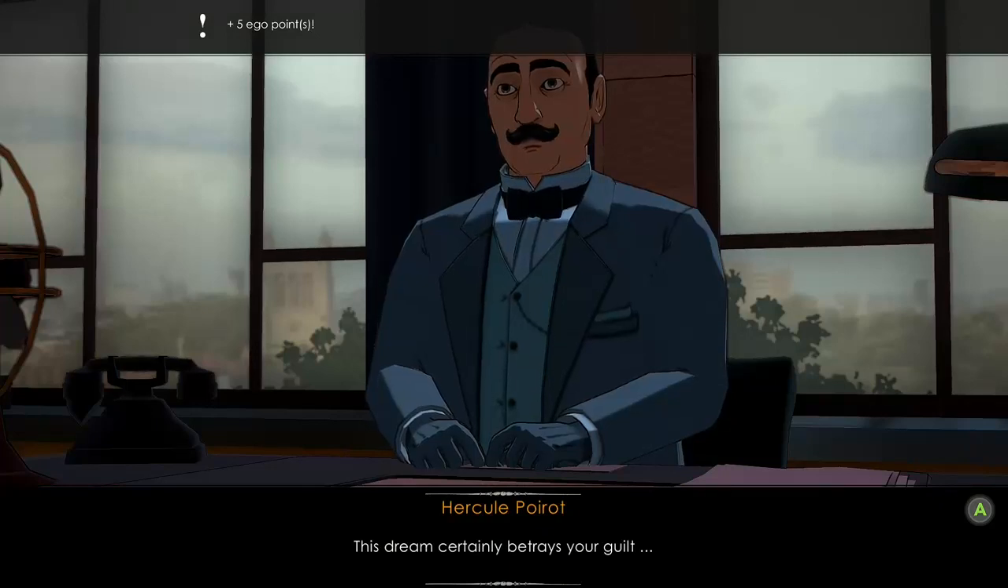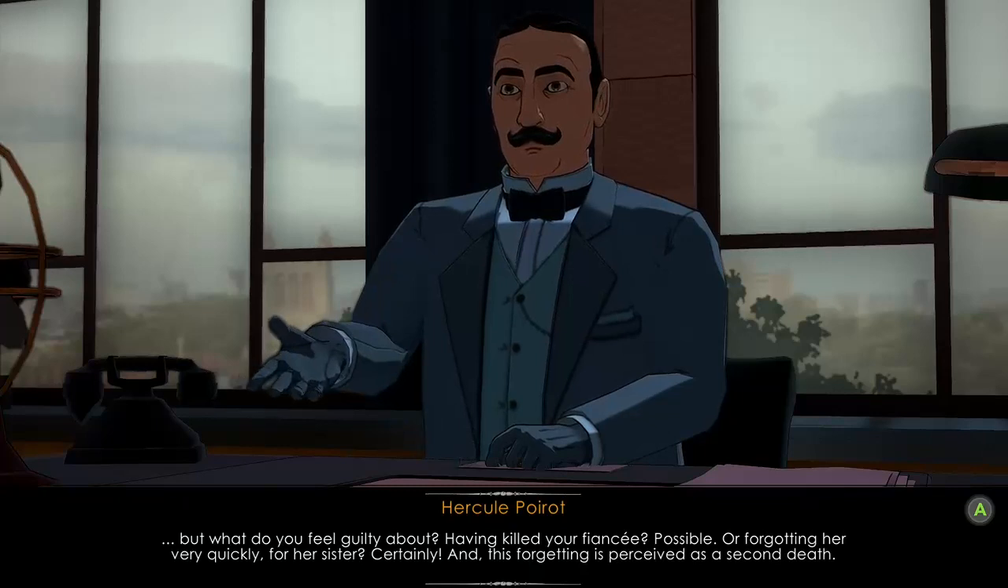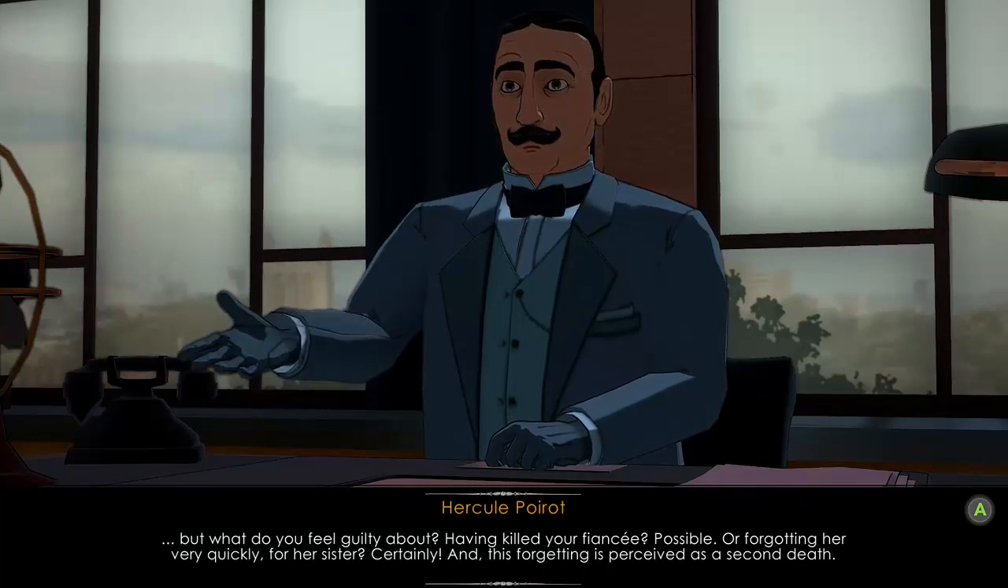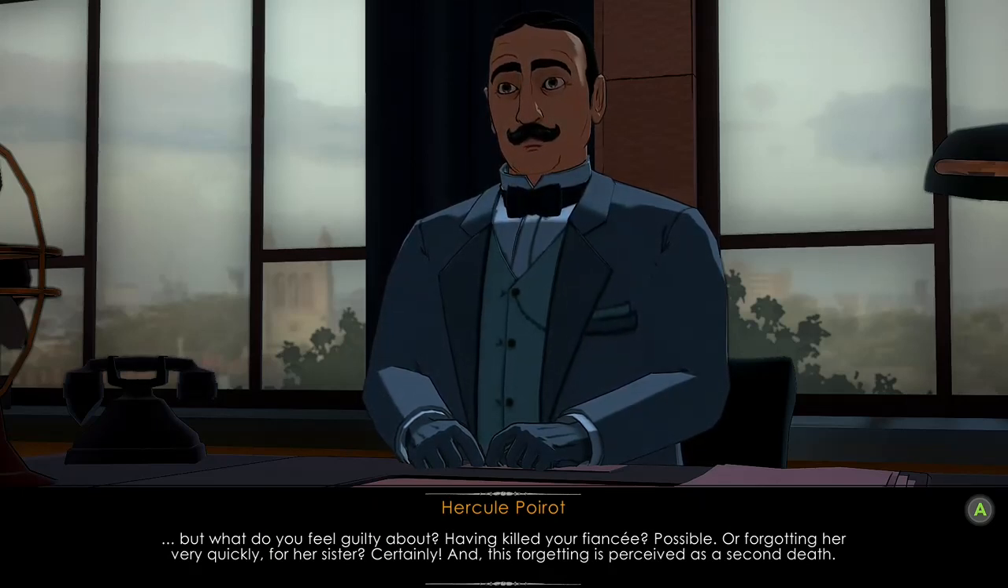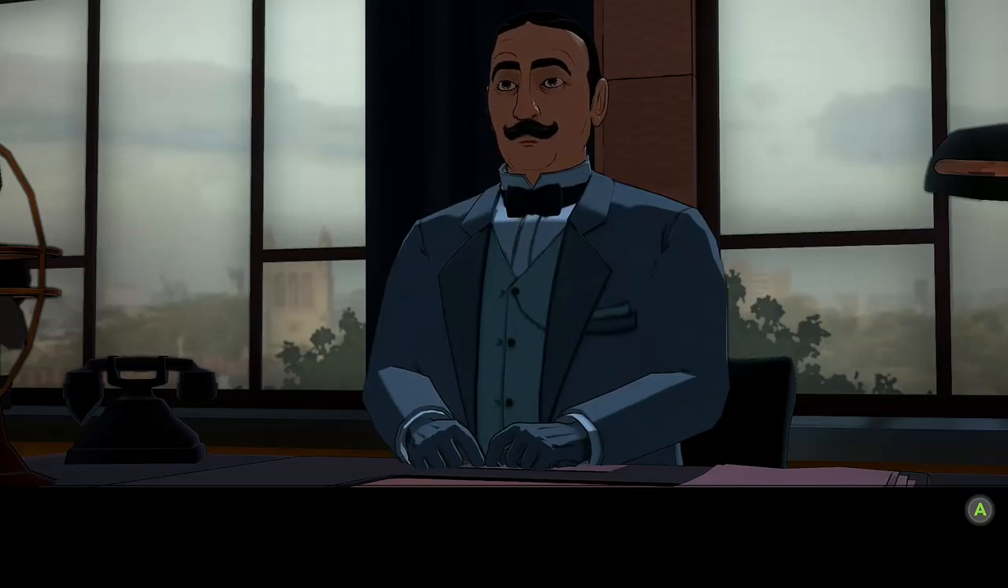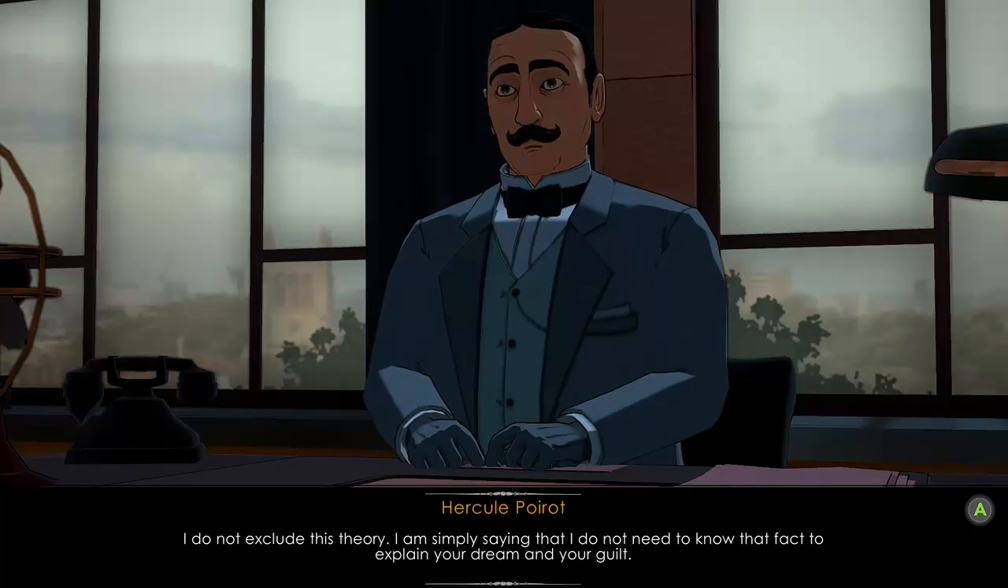Mr. Fraser, I think that the real meaning of this dream is that you are in love with Megan Barnard. Please go on. This dream certainly betrays your guilt. But what do you feel guilty about? Having killed your fiancée? Possible. Or forgetting her very quickly for her sister? Certainly. And this forgetting is perceived as a second death. So you don't really think I was the one who killed Betty? I do not exclude this theory. I am simply saying that I do not need to know that fact to explain your dream and your guilt.